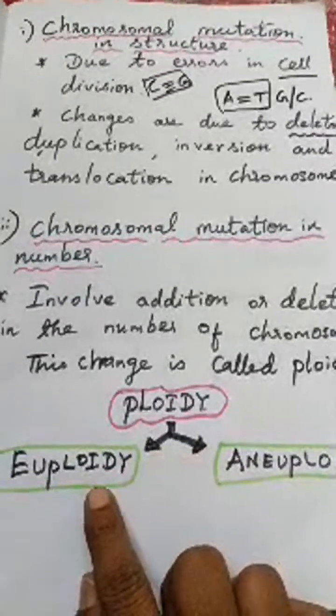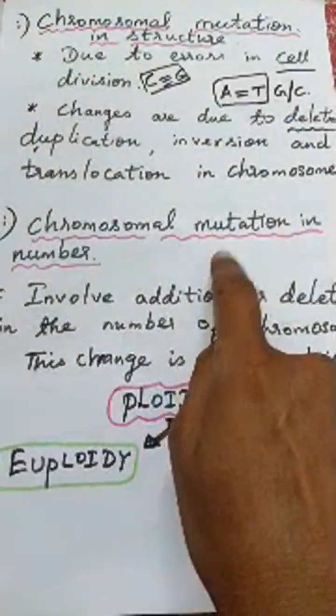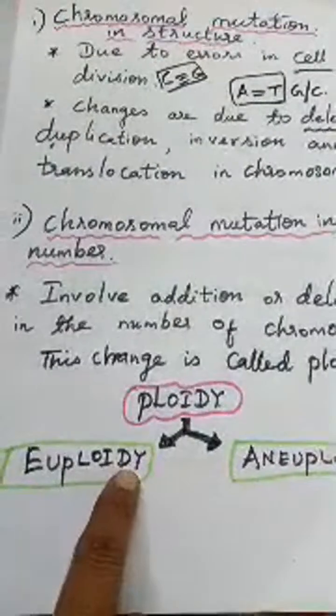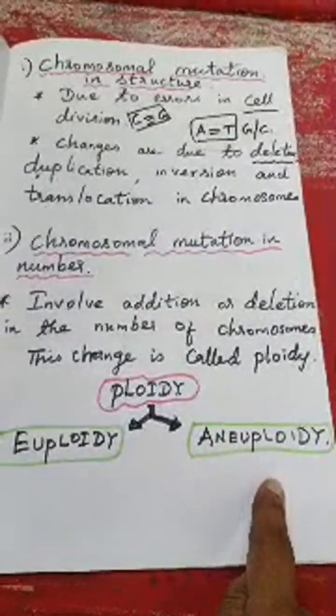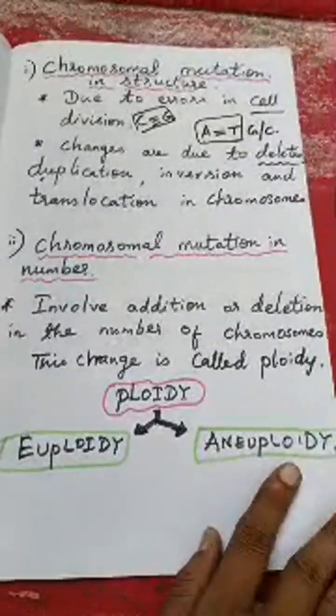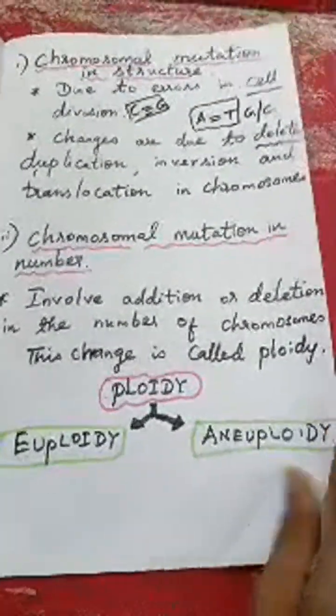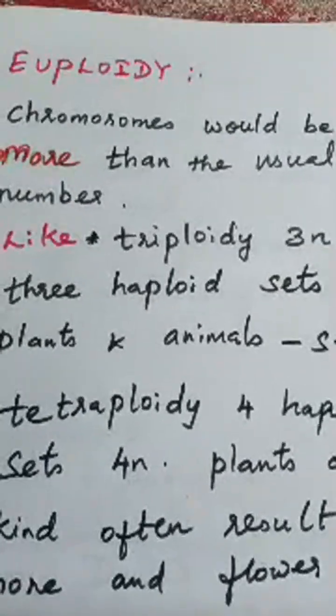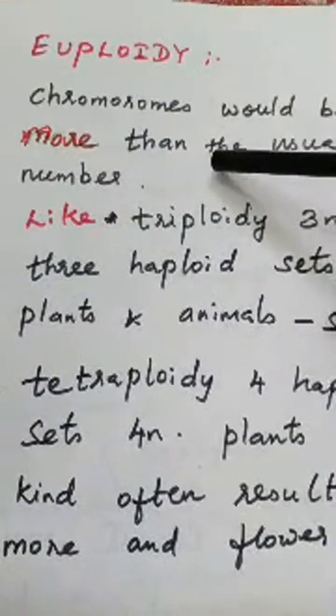Ploidy means what? It is nothing but the mutation in the number of chromosomes. So there are two types of ploidy: euploidy and aneuploidy. Understood? Now we will see what euploidy is. Euploidy is nothing but the chromosomes being more than the usual number.